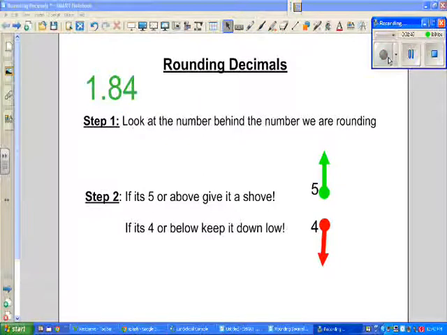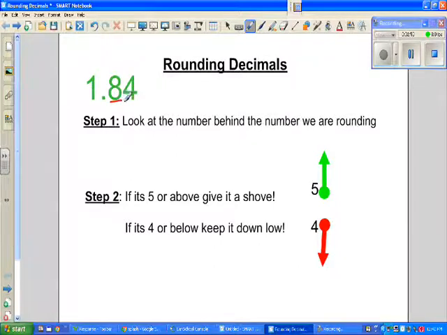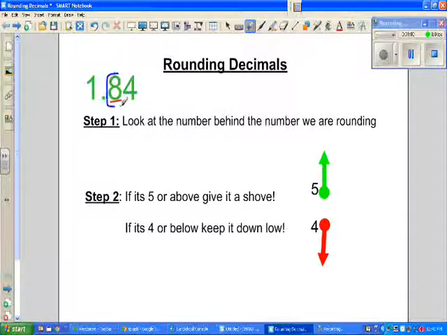And here's a similar problem, except this time we're going to round the 8, and I changed the number behind it. So step 1, we look at the number we're going to round, and then we look at the number behind it. Then we go to step number 2. If it's 5 or above, give it a shove. That's what we did last time. But if it's 4 or below, we're going to keep it down low. So since it's 4 or below, this 8 is going to stay an 8. We're going to keep it low, and the same thing, we'll get rid of the numbers behind it, and we have 1.8.